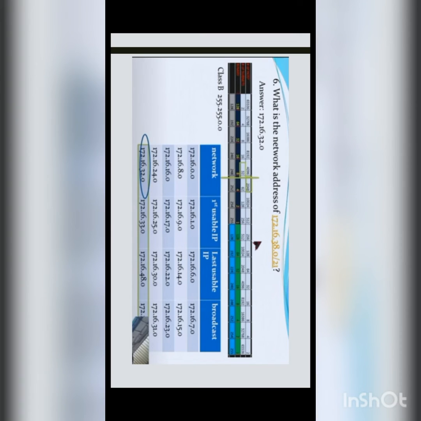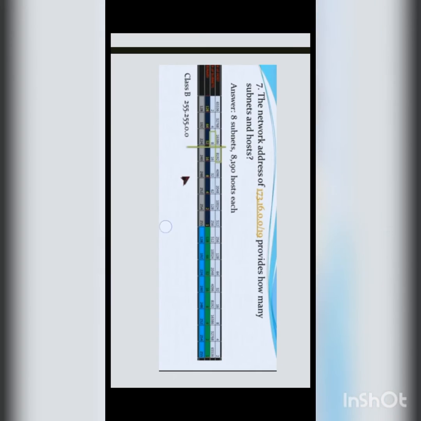So, what is the network address of 172.16.38.0 over 21? So, the answer is the network is 172.16.32.0 from the class B. So, number 7. The network address of 173.16.0.0 over 19 provides how many subnets and hosts?